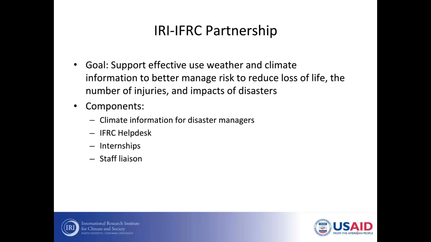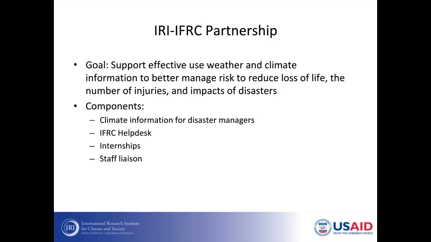Because the purpose of my presentation is to provide a quick example of what it looks like to use GCM outputs in development decision making, I'm going to be a bit unfair and focus on the first component, or the provision of climate information for disaster managers. But I'd like to take a moment to stress the importance of the other three components.